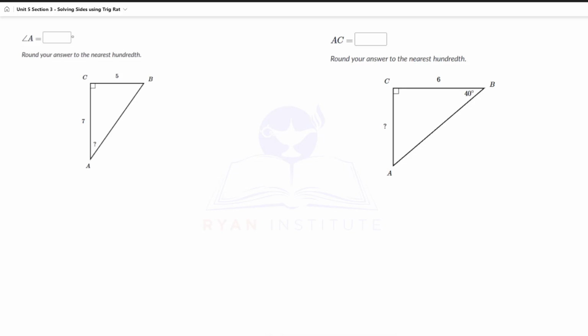In today's video, we're going to be talking about solving triangles using the trig ratios that we learned in the last section. Now, I want you to pause the video and see if you can figure out how to solve the angle for this first triangle and then the side for this second triangle. All right, let's start with the first question.